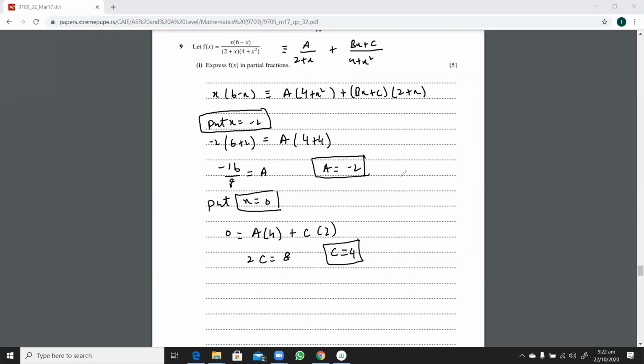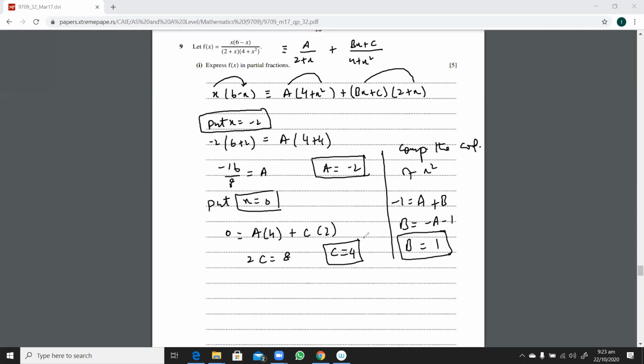Then we can simply compare the coefficients of x squared. Comparing the coefficients of x squared, I have from here minus x squared, so minus 1. This A into x squared will give me A, and then this Bx into x will give me B. So your B is minus A minus 1. So B is going to be, I think that is 1. Is that right?